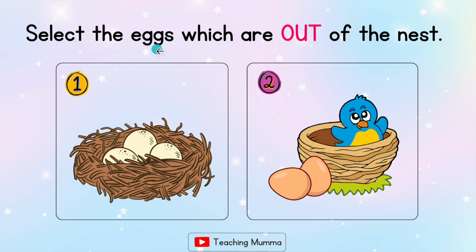Select the eggs which are out of the nest. Option 1, option 2. So tell me, where are the eggs inside the nest and where are the eggs outside the nest? Which is the right answer? Option 1 or option 2? Option 2, correct.